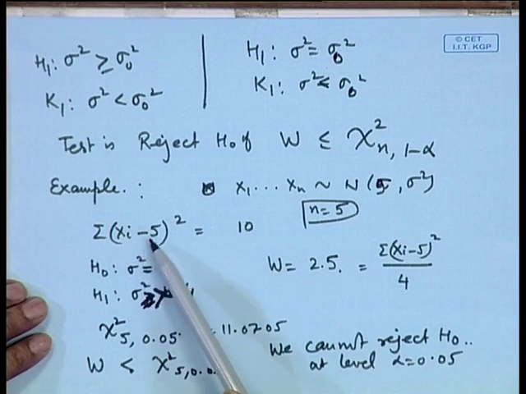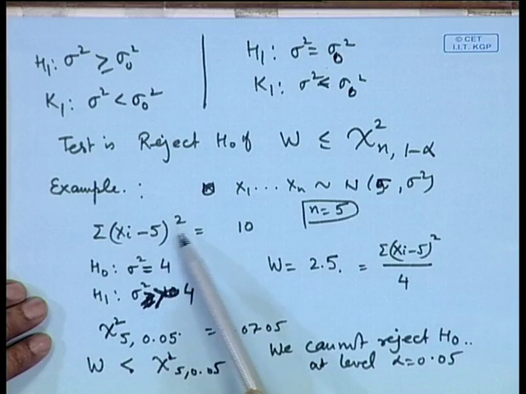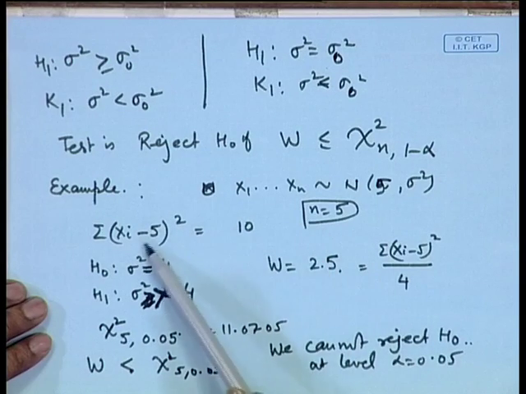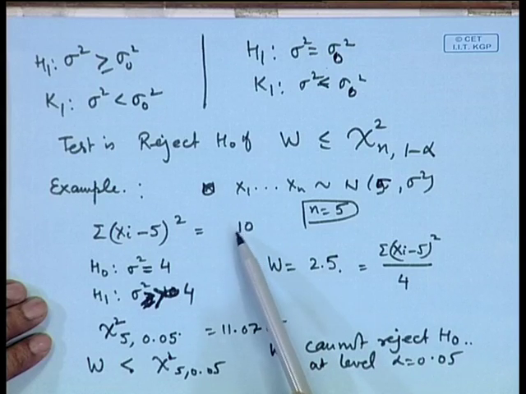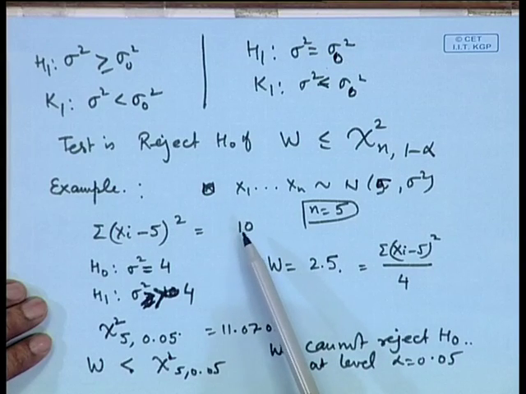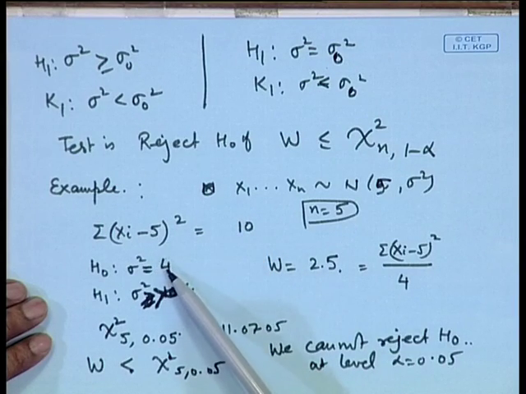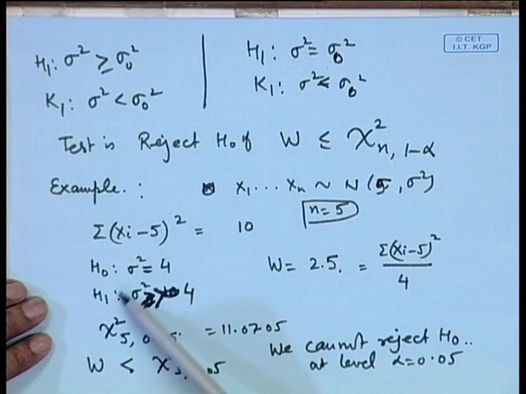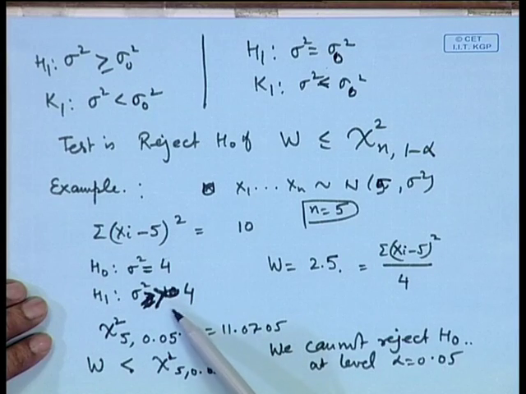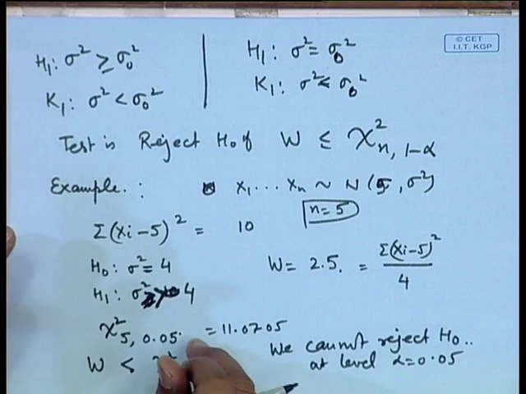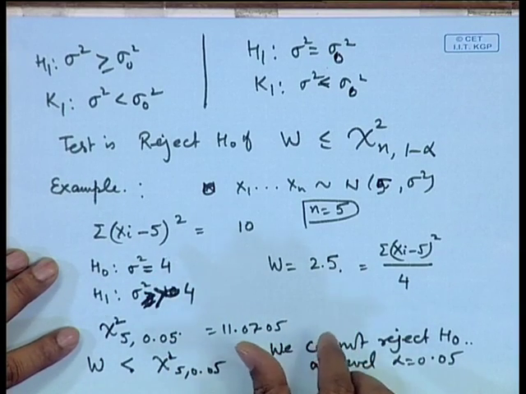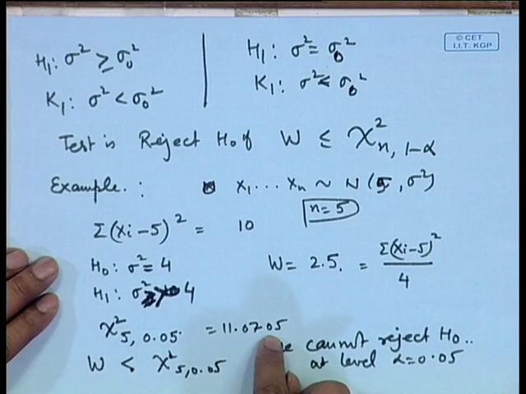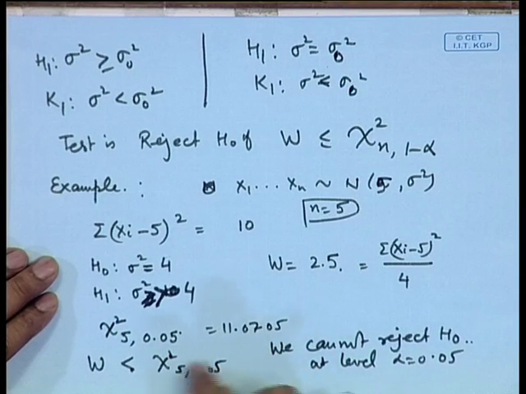So, if we look at sigma xi minus 5 whole square by n, which is the maximum likelihood estimator, that will be equal to 2. So, if we are using that as an estimator, naturally it is less than 4, that therefore, sigma square greater than 4 is not supported very much, and whether it is significantly not supported, that we have to see from the probability of the type 1 error, and here it turns out that actually we cannot reject H naught.